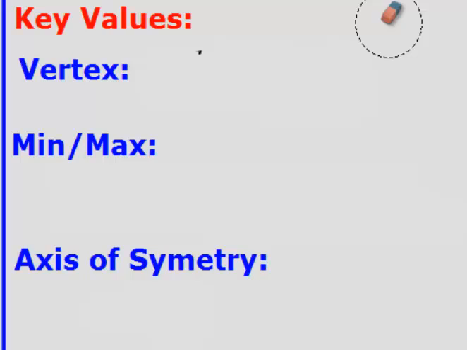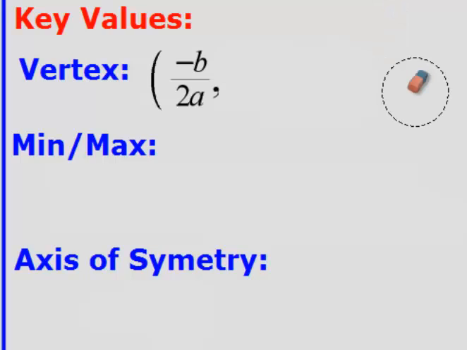So does anybody remember how to find a vertex? There's a little formula for it. Anybody remember how to find the x-coordinate of a vertex? Negative b over 2a, right? No, that's the quadratic formula, which we'll get into. Negative b plus or minus the square root of b squared minus 4ac, over 2a.